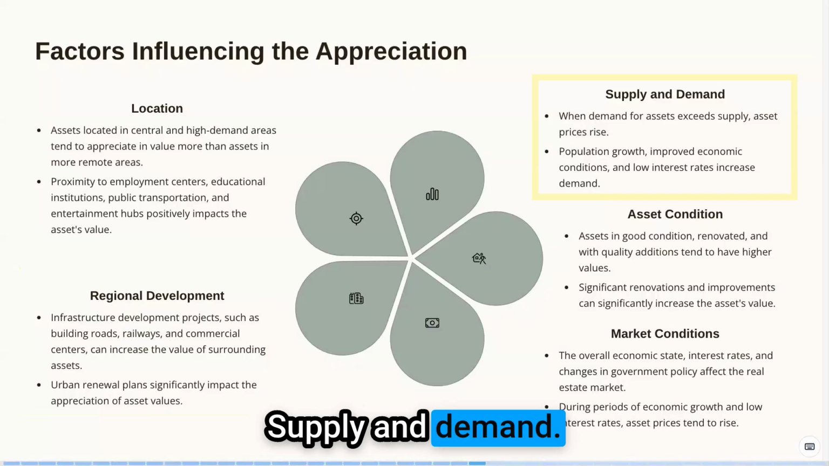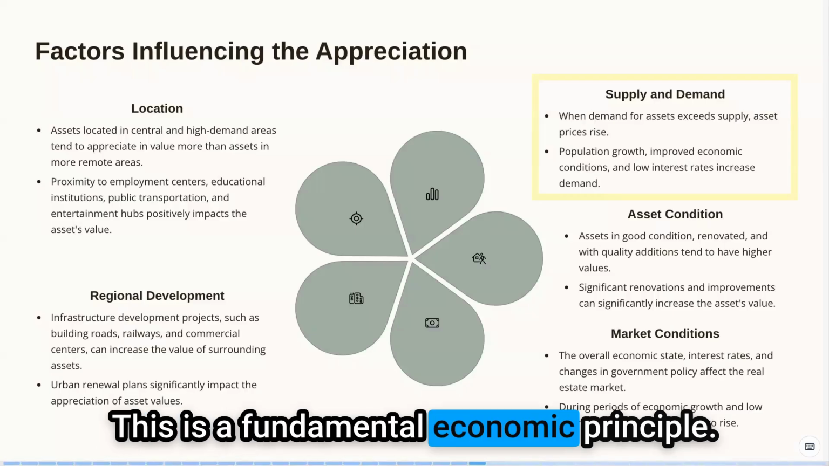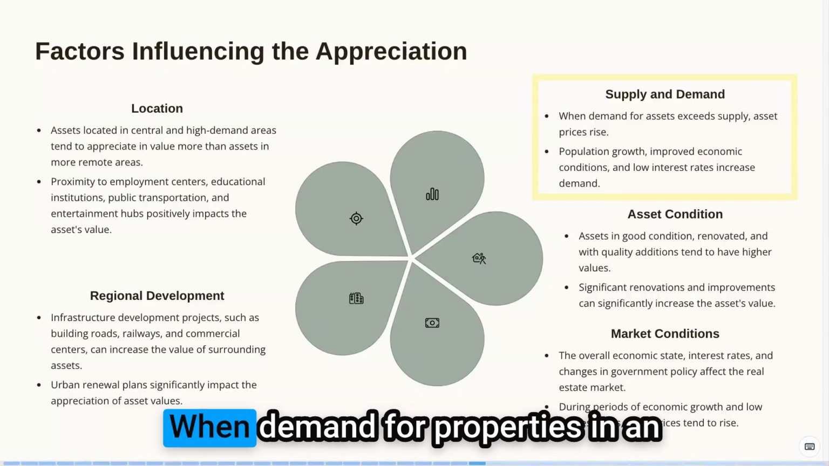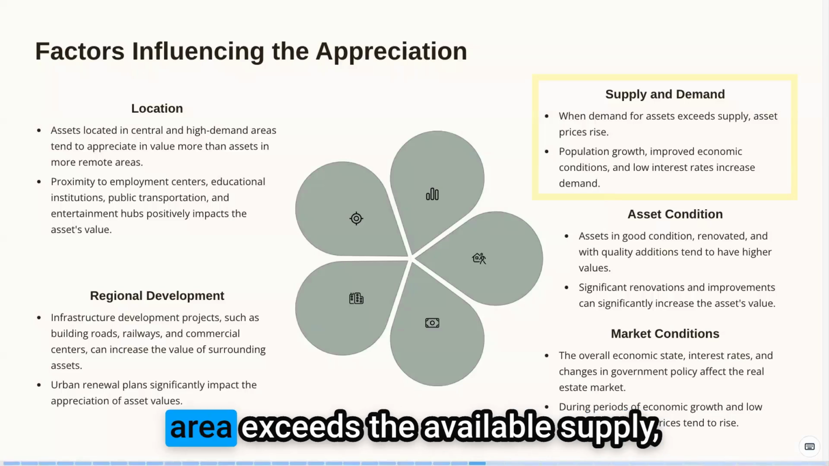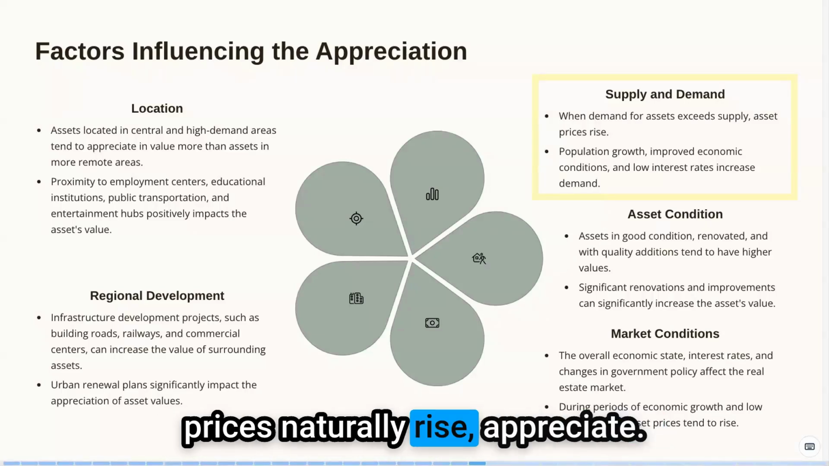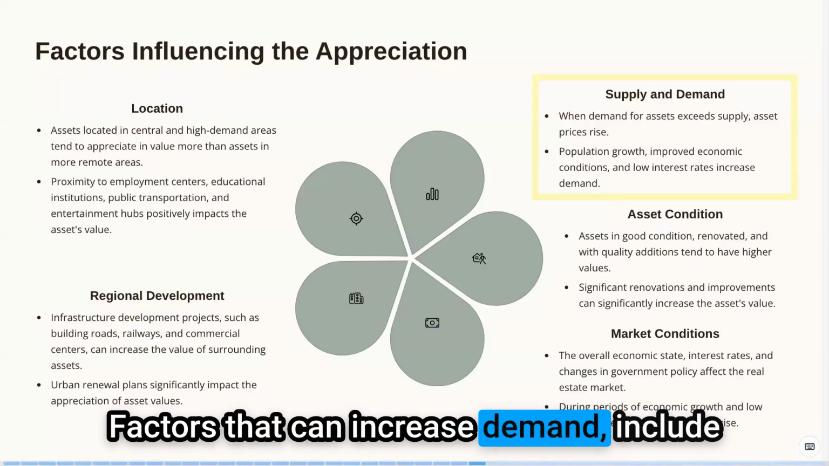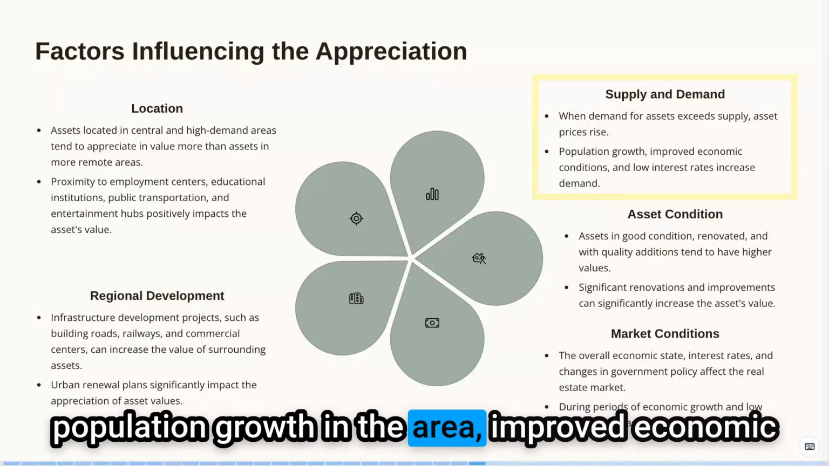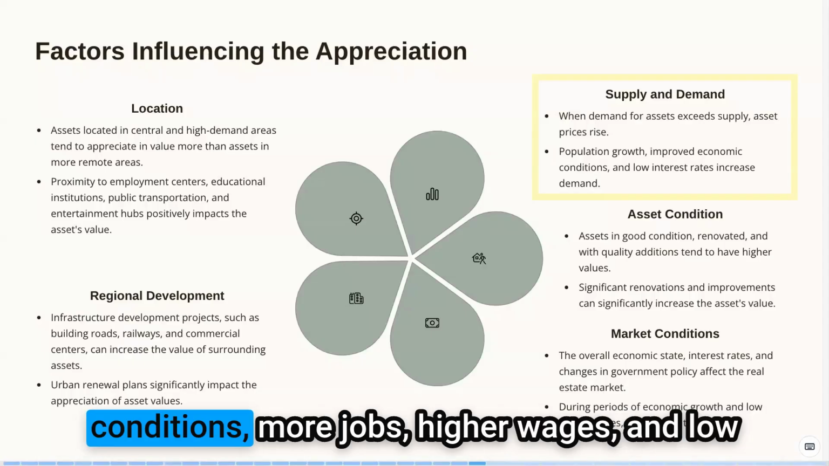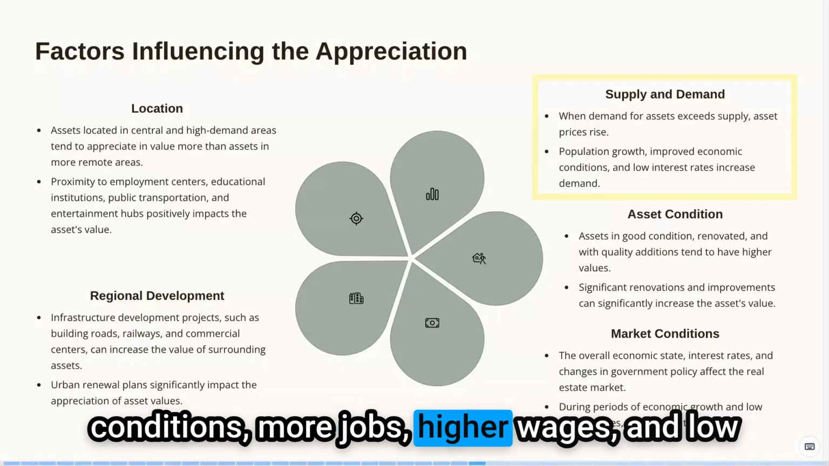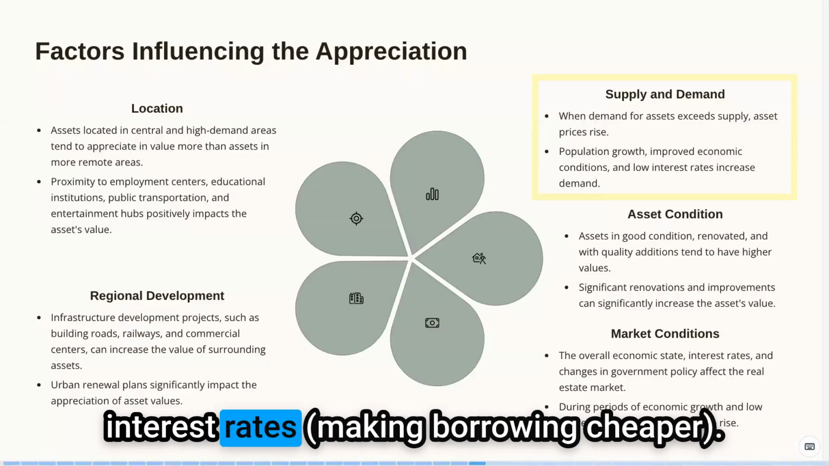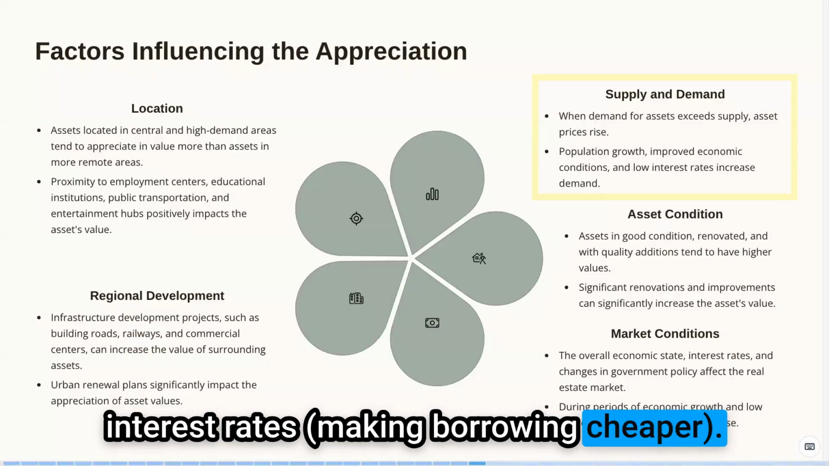Supply and demand. This is a fundamental economic principle. When demand for properties in an area exceeds the available supply, prices naturally rise, appreciate. Factors that can increase demand include population growth in the area, improved economic conditions, more jobs, higher wages, and low interest rates, making borrowing cheaper.